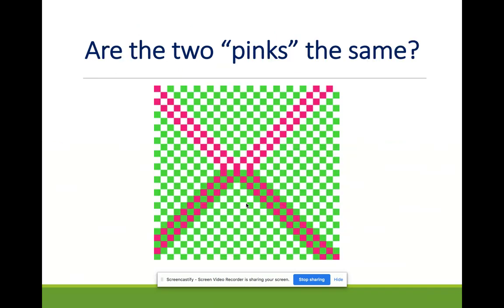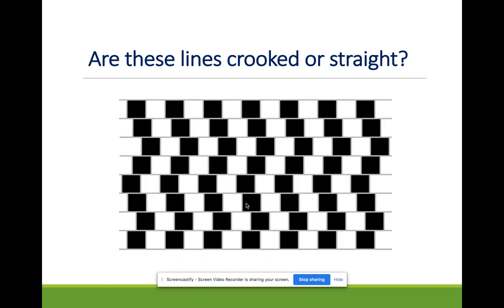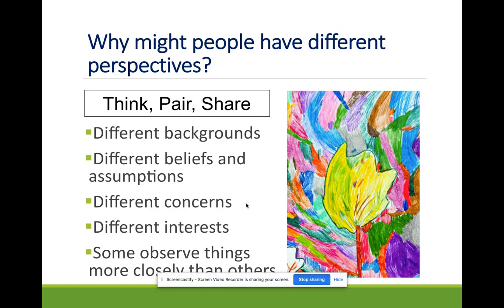Are the two pinks the same? They are indeed the same. Are the lines straight or crooked? They all said they were crooked. They are actually straight. And so all of these had us talking about this. Why might people have seen different things? Because everybody was different in the class. Not everybody saw the same thing.